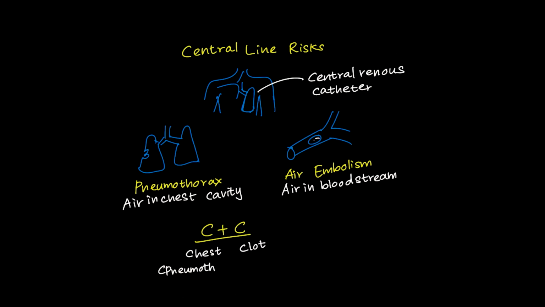Here's a D440 OA exam tip for you. When the question asks about central line complications specifically, go straight to pneumothorax and air embolism. Quick recall hook: central line to chest or clot. 2C problems.